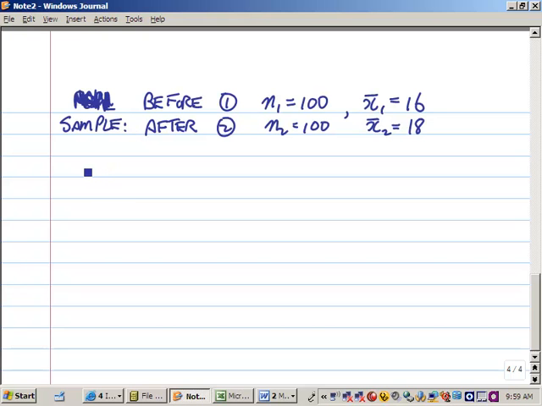Alright, when we want to calculate our probabilities, we need the population data. What we need is mu1 minus mu2. We need sigma 1 and we need sigma 2.